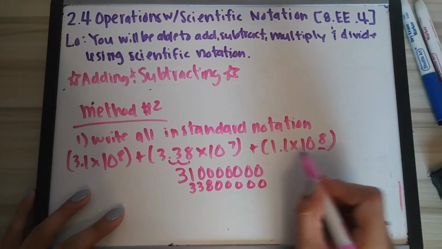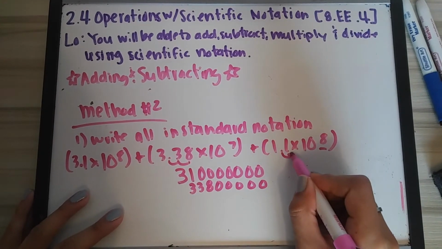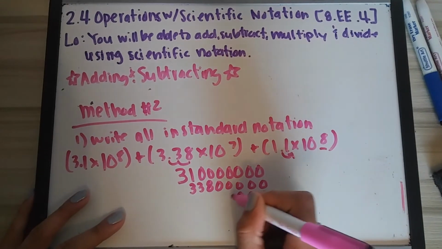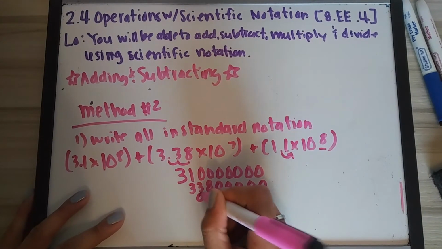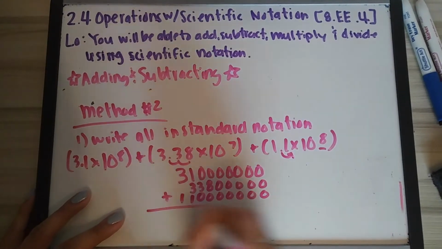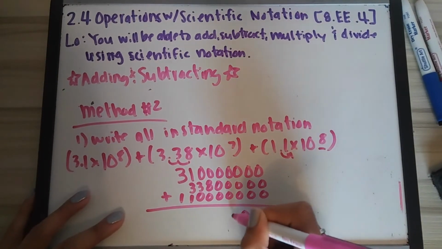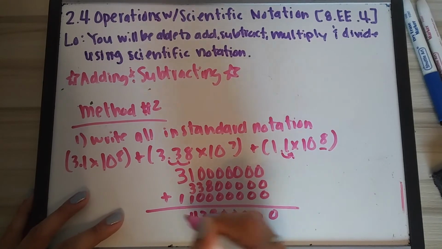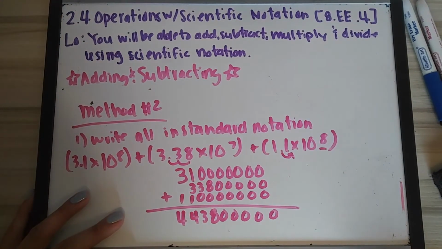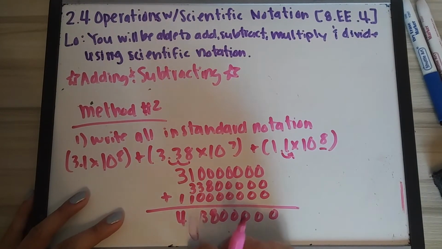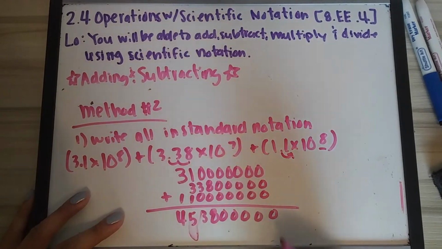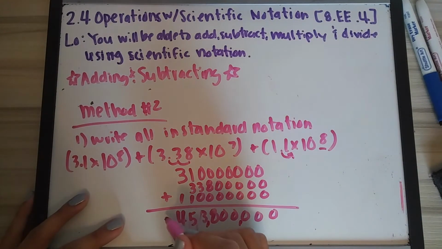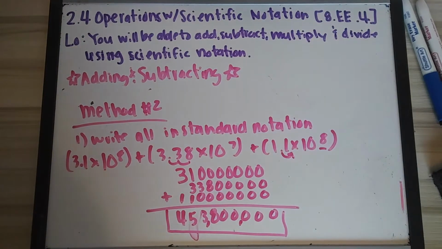And then this one, I have to move it 8 times to the right. So because I already moved it once, I need 7 more zeros. 1, 2, 3, 4, 5, 6, 7, 1, 1. And I'm going to add all those together. 8, 3, 4, 4. Okay. Sorry, this is a 5. 3, 4, 5. 1, 2, 3, 1, 2, 3. Okay. So this is the number that I end up with, but that is not written in scientific notation.